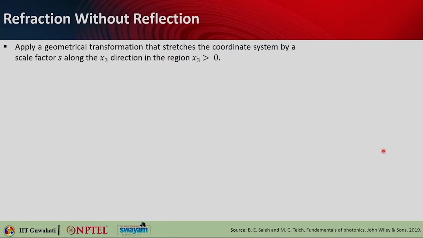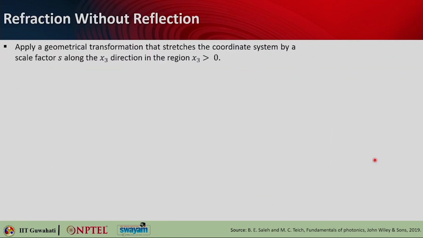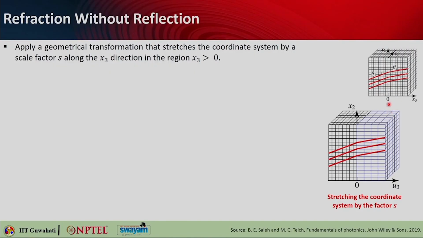Now, it is our time to apply the geometric transformation. We apply the geometric transformation in the form of stretching the coordinate system by a scale factor of s along the x3 direction for the part where x3 is greater than 0. So, only this positive half. For the part where x3 is less than 0, we will do nothing, because this is the part that we want. We only want things to change on the right side of this particular line. So, we stretch this portion where x3 is greater than 0, and when you do the stretching you get something like this.